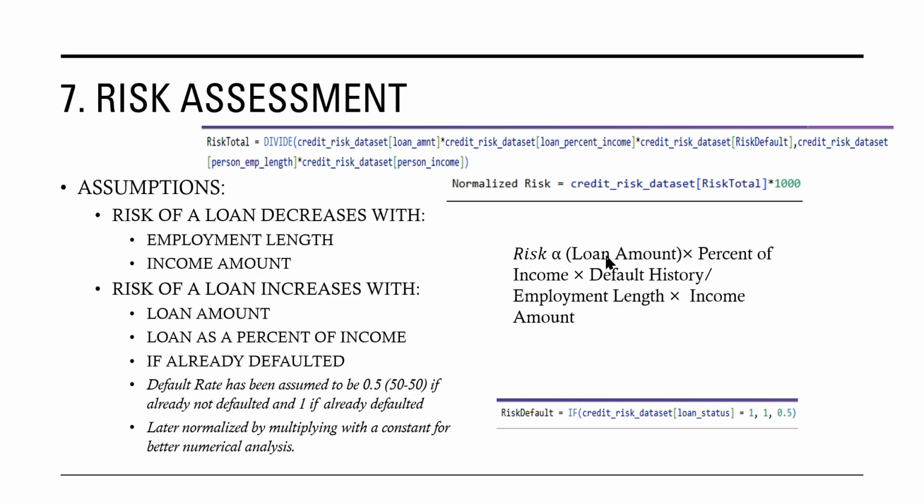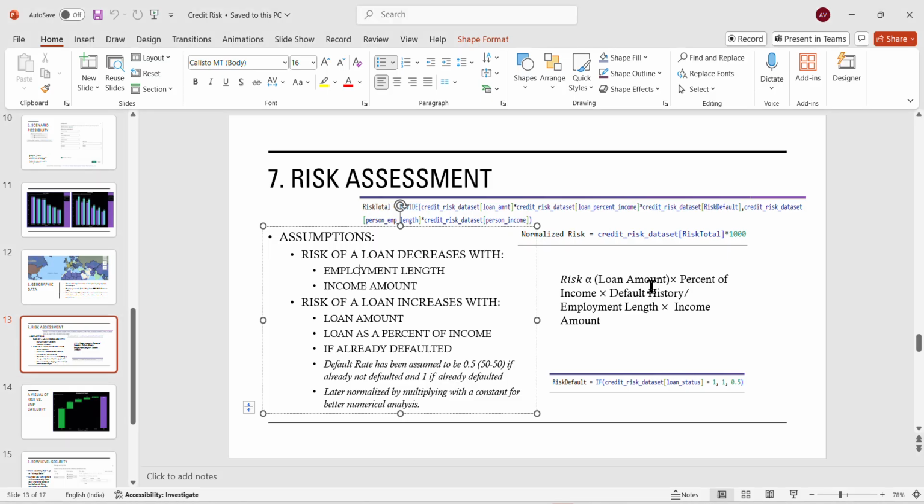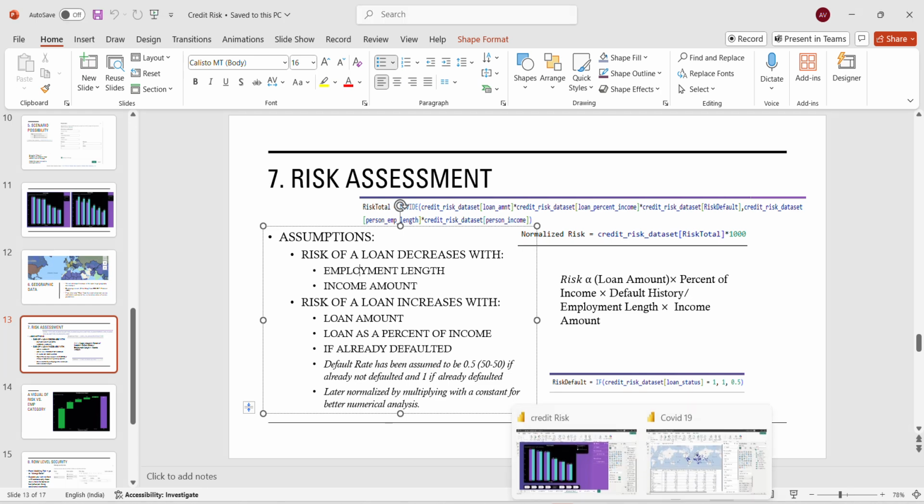One thing that I have done here is I have created a default history and I've given it values. If a person has already defaulted, I'm taking it as 1. And if a person has not defaulted, that means the risk is 50-50, so I'm just taking it as 0.5. So yeah, this is the basis on which we are creating the formula.